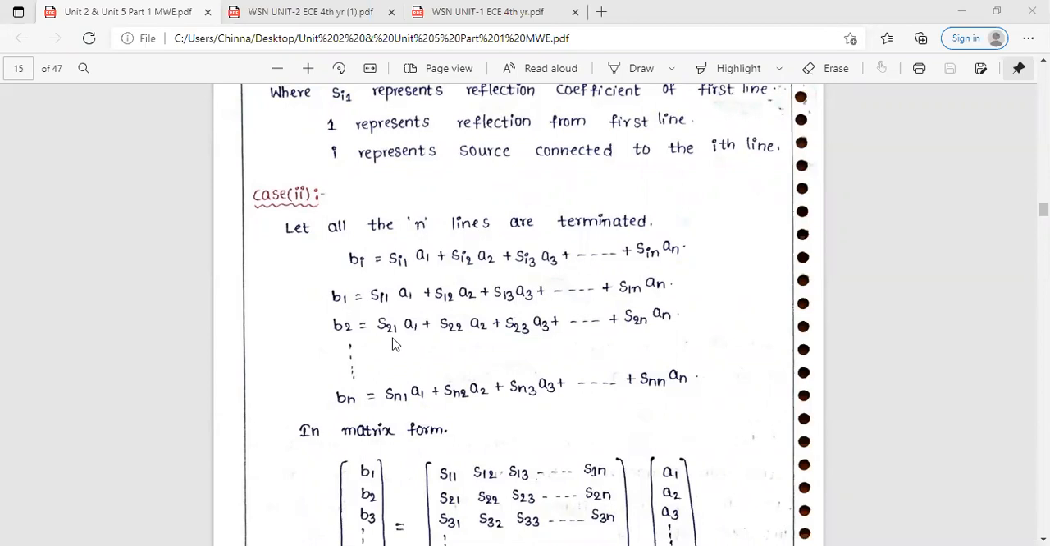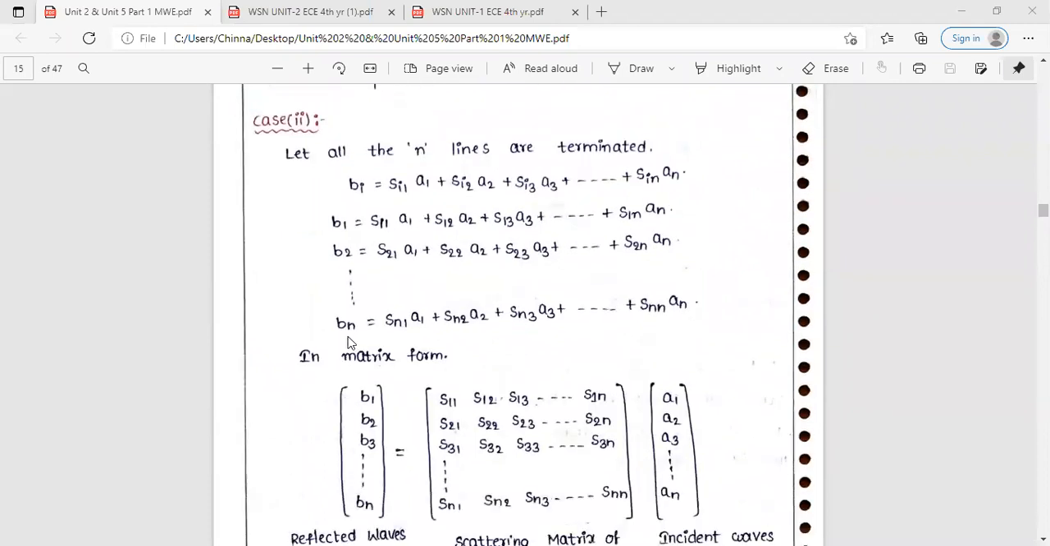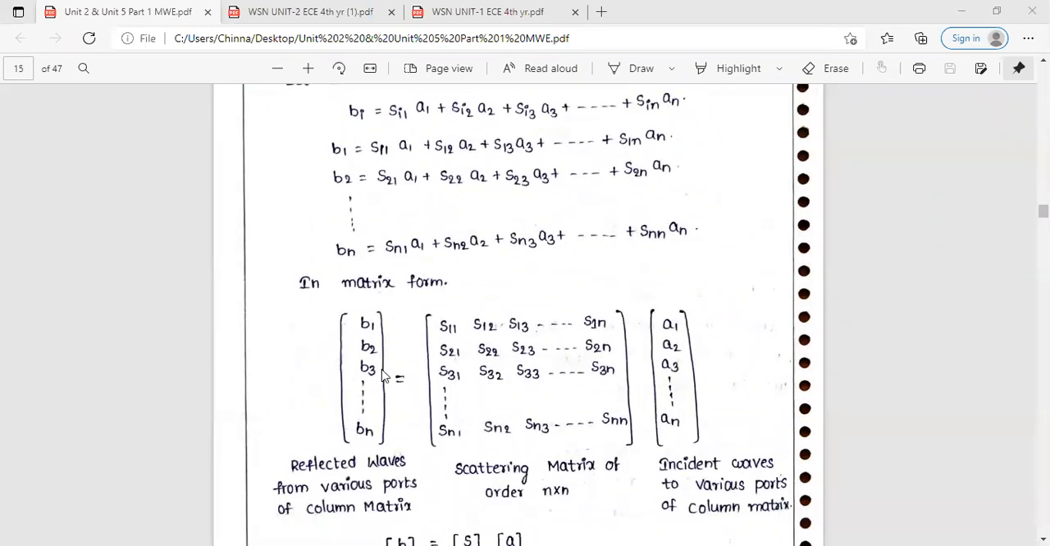s21 అనేది ఎందుకన్నామంటే ఇక్కడ సెకండ్ సోర్స్ అనేది వస్తుంది. ఓకే, b2 కాబట్టి. Similarly bn is equal to sn1 a1 plus sn2 a2 plus so on snn an. So whenever the above equations are considered, then we can write them in the matrix form. Then we will obtain that b1 b2 b3 bn is equal to s11 s12 s13 so on s1n. Similarly sn1 sn2 sn3 so on snn.